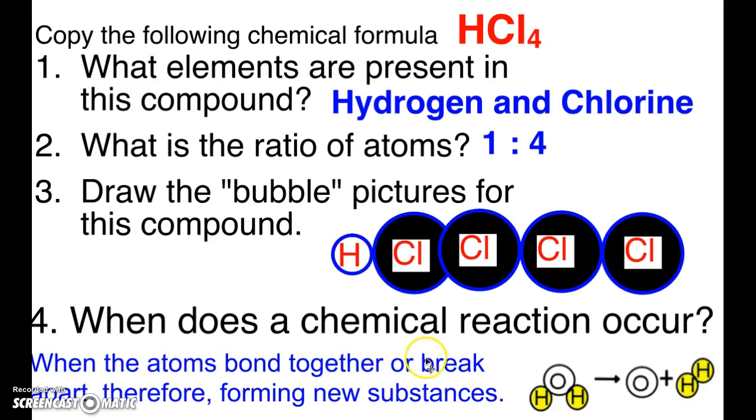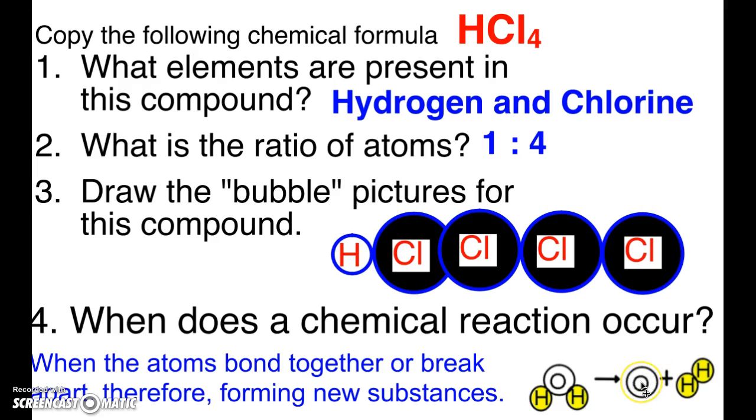And then question number 4, when does a chemical reaction occur? Well, a chemical reaction occurs when atoms bond together or they break apart, therefore forming new substances. For example, let's take a water molecule, H2O, and say the bonds between those atoms broke apart. We would have oxygen and 2 hydrogen atoms. Well, we would no longer have water.